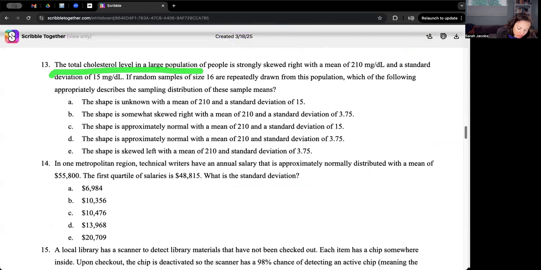13. Total cholesterol level in a large population of people is strongly skewed right with a mean of 210 milligrams per deciliter and a standard deviation of 15 milligrams per deciliter. I'm going to also make a note that this is strongly skewed right. If random samples of size 16, that's important, are repeatedly drawn from this population, which of the following appropriately describes the sampling distribution of these sampling means? So the sampling distribution.